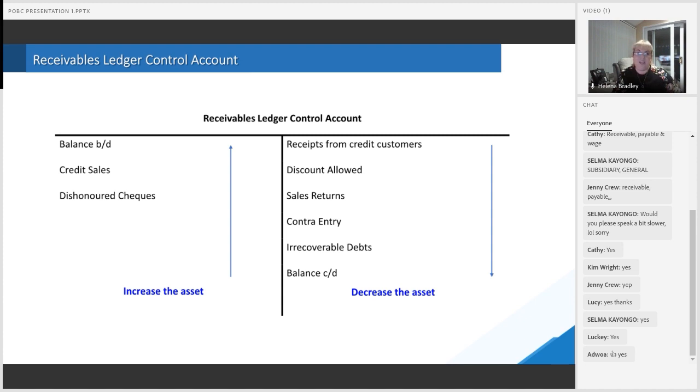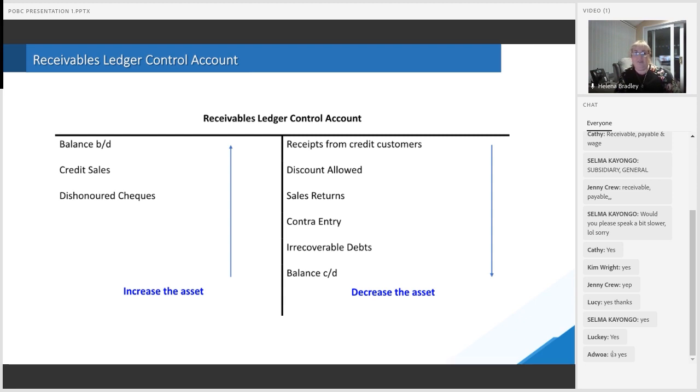The dishonoured check, it's just another way of saying a bounce check. So if a customer pays me, it's presented to the bank, it doesn't clear for whatever reason, I'm going to debit the receivables ledger control account to restate the debt and to ensure that hopefully I pursue funds in another way. The credit transactions will reduce what your customers owe you. So when your customer pays you, those receipts from your customers, they'll reduce the asset and are recorded on the credit side.